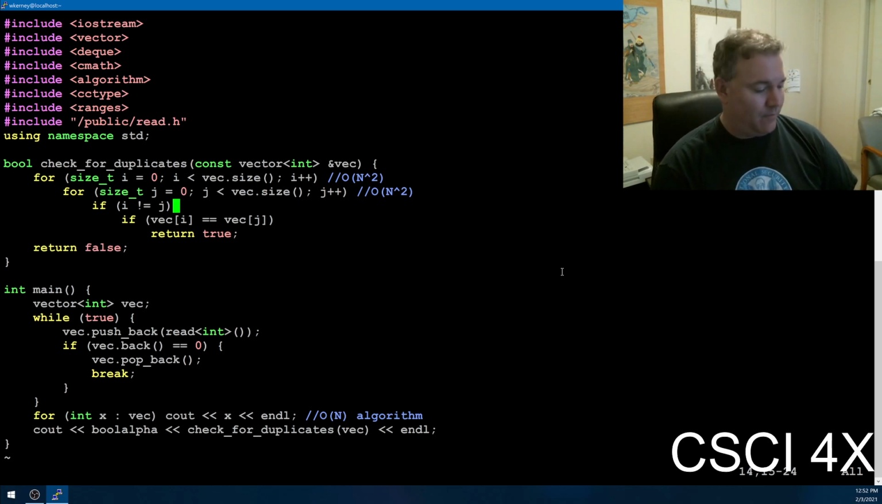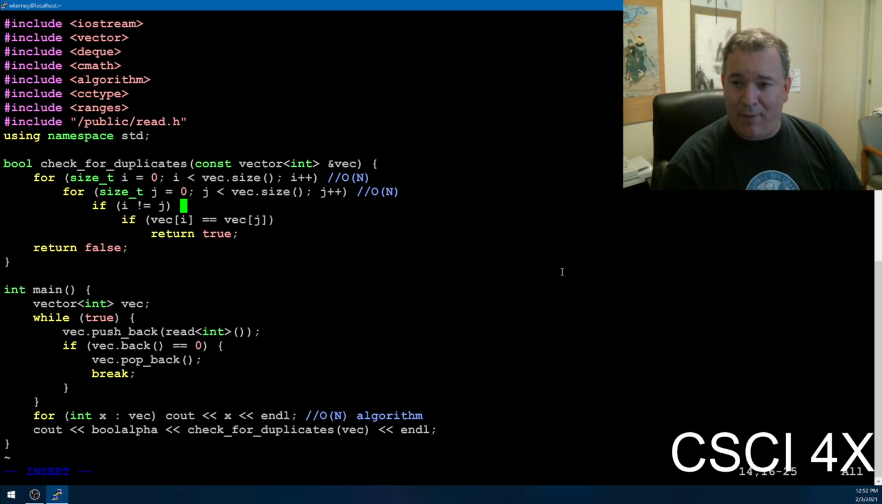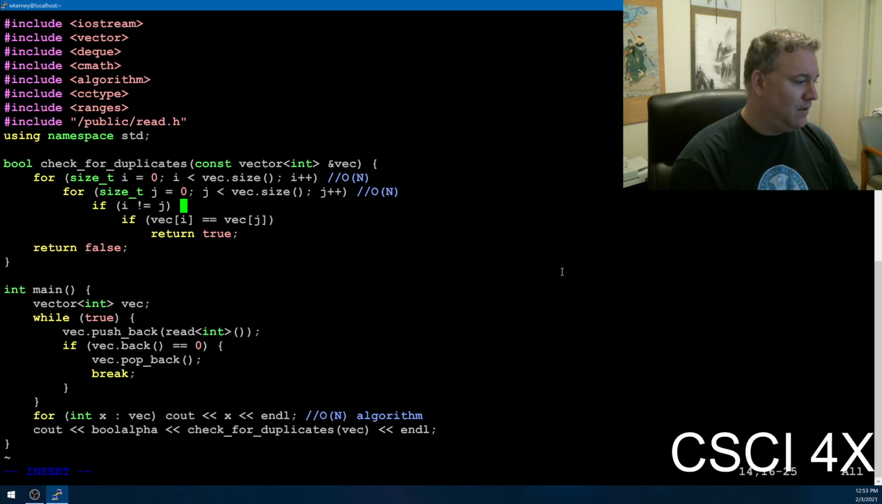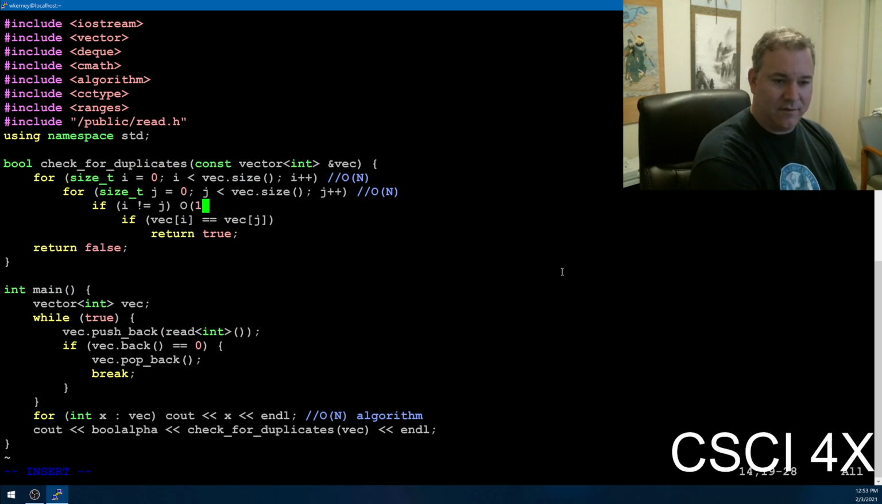How long does an if statement take to run? Is that order n? No, sorry, not order n squared. Sorry, leaping ahead to the answer here. How many operations is an if statement? Is this proportional to the size of the vector, or is it constant running time? Very good, very good. It is constant running time.